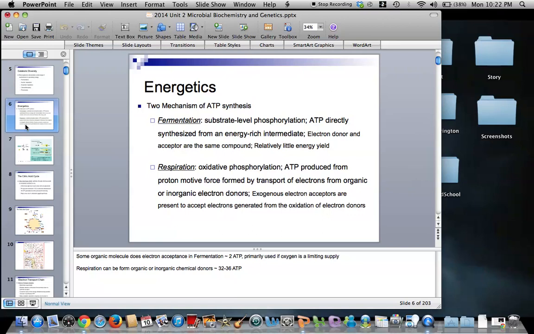Alright, on to energetics: fermentation and respiration. Fermentation is going to be substrate level phosphorylation, and you're going to continually cycle. The reducing agent will continually be the final electron acceptor as well, and it's like 2 ATP per cycle. Respiration uses oxidative phosphorylation, and so the ATP is produced from the proton motive force, and that's created by an electron transport chain. And basically the oxygen that comes in to accept the electrons is exogenous.